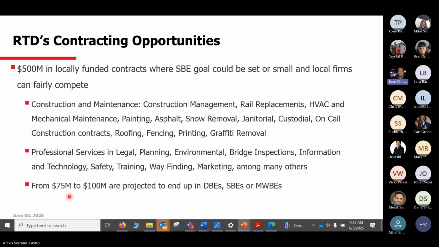Yes, of course, Alexis. As you can see on your screen, under construction and maintenance, we have construction management, rail replacement, HVAC, mechanical assistance, painting, asphalt, snow removal, janitorial, custodial, on-call construction contracts, roofing, fencing, printing, and graffiti removal. A lot of those obviously have a possibility for a DBE to be a prime. We have in the past had primes in those areas. Professional services include legal, planning, environmental, bridge inspections, information technology, safety, training, wayfinding, marketing, and there are many other areas where we actually need help.